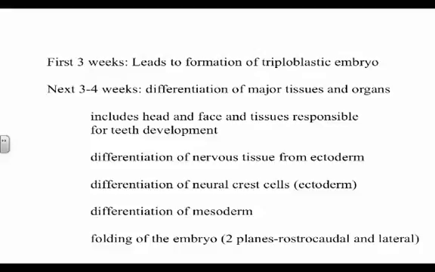What we now have is, this is going 3 weeks. We now are entering really a period of time when we have to develop the organs. Starting in the next 3 to 4 weeks, we're going to develop the oral cavity, we're going to develop the mouth, we're going to develop the nervous system, we're going to develop the neural crest cells, which will lead to enamel, will lead the mesoderm, and we have to fold the embryo because right now all we have is a flat plate.